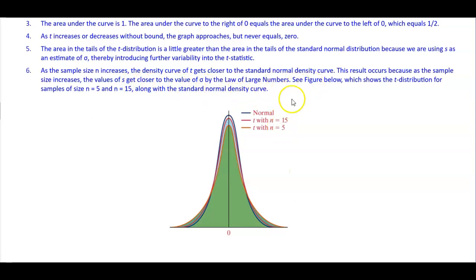So if you look at the figure below, which shows the t-distribution for sample sizes of n is equal to 5 and n is equal to 15, along with the standard normal density curve. So as the sample size increases, it gets closer and closer to the standard normal density curve.